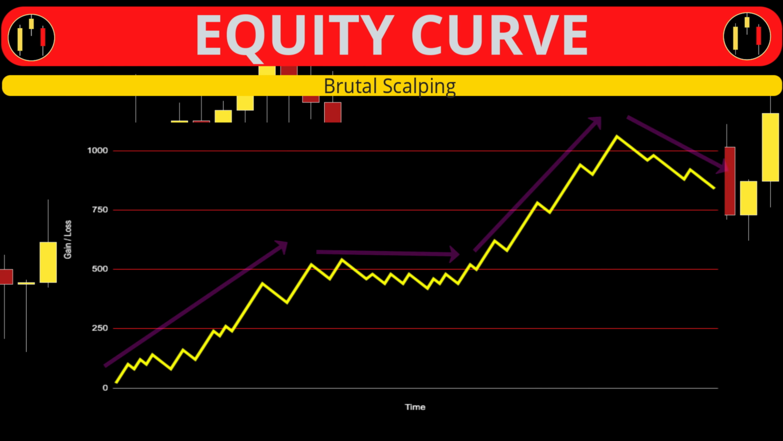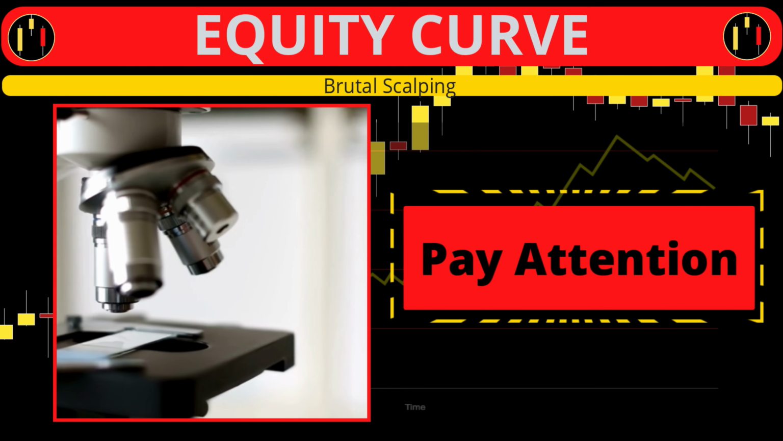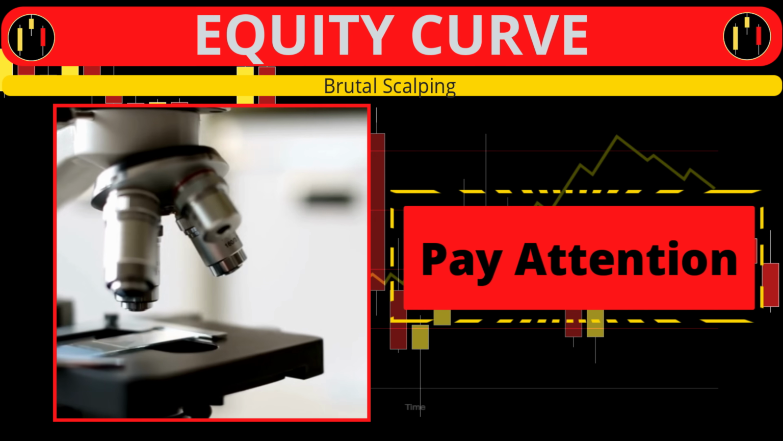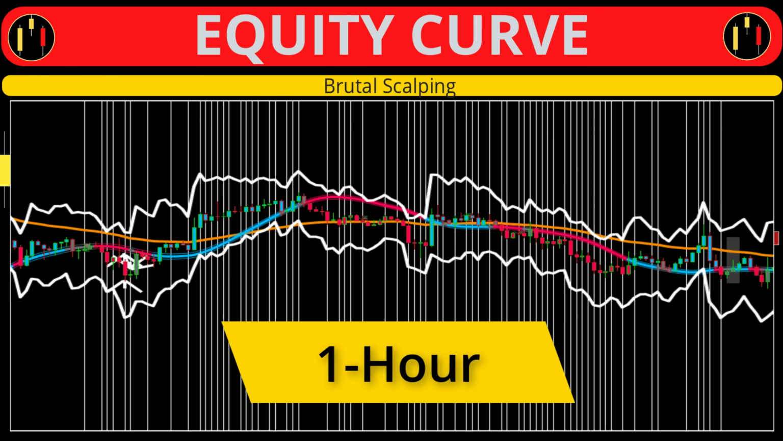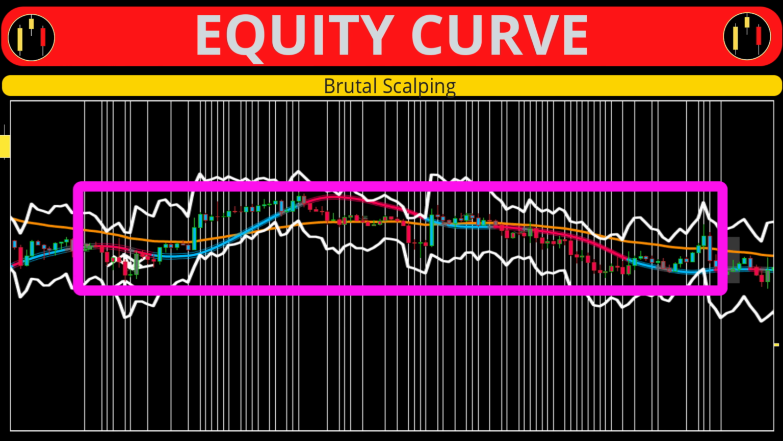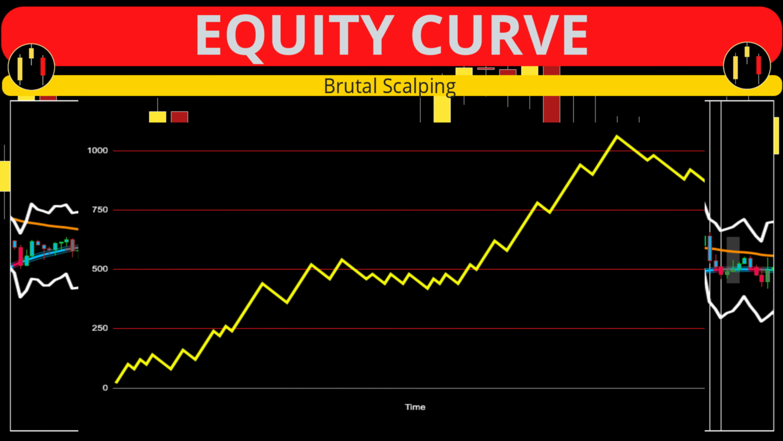This is what I find truly remarkable about this system and causes it to be an instant candidate for further testing. Zooming out from the 1-minute chart and looking at the 1-hour chart, you can see this test was done in a clear consolidation period. So the effectiveness of this system is that much more impressive.